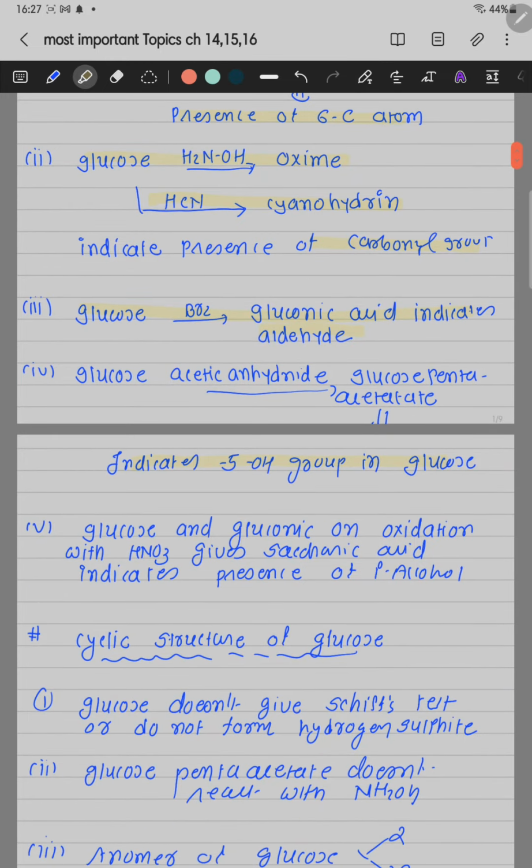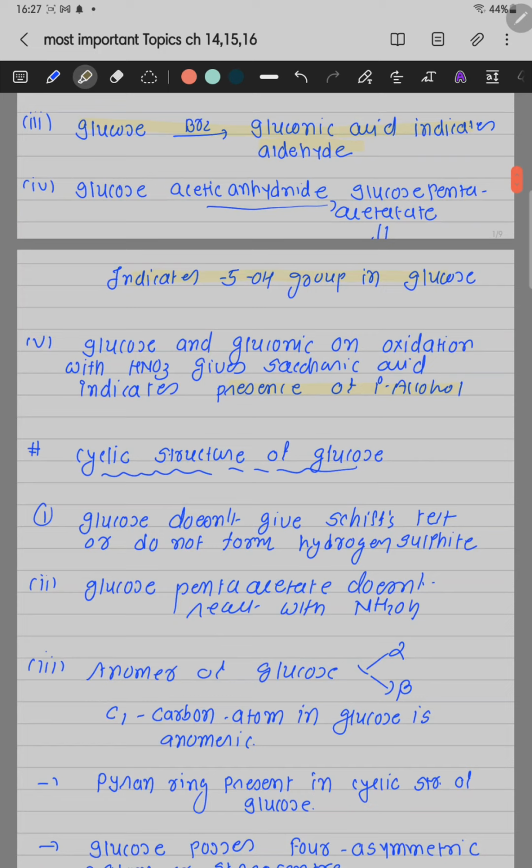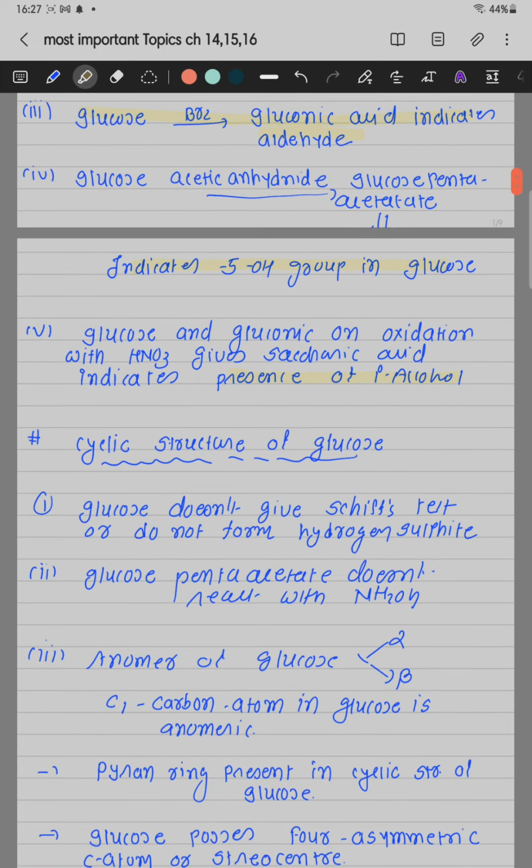Glucose and gluconic acid on oxidation with a strong oxidizing agent like nitric acid give saccharic acid. This confirms the presence of a primary alcohol group in the structure of glucose. There is a high chance that a question will be directly based on the open chain structure of glucose. The cyclic structure of glucose can be proved by the following 4 points.